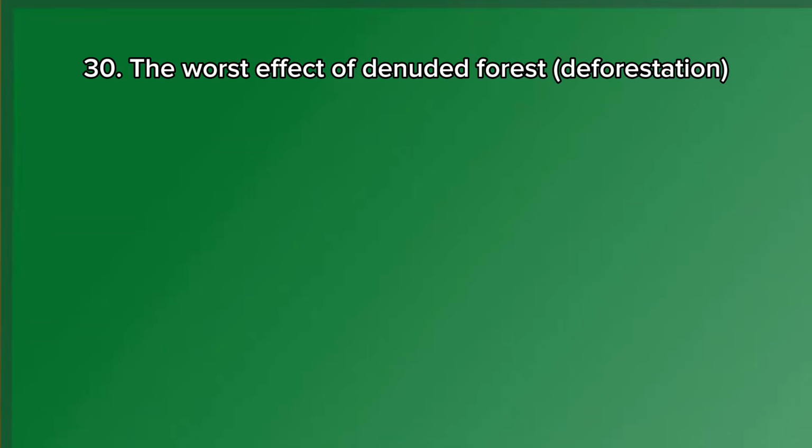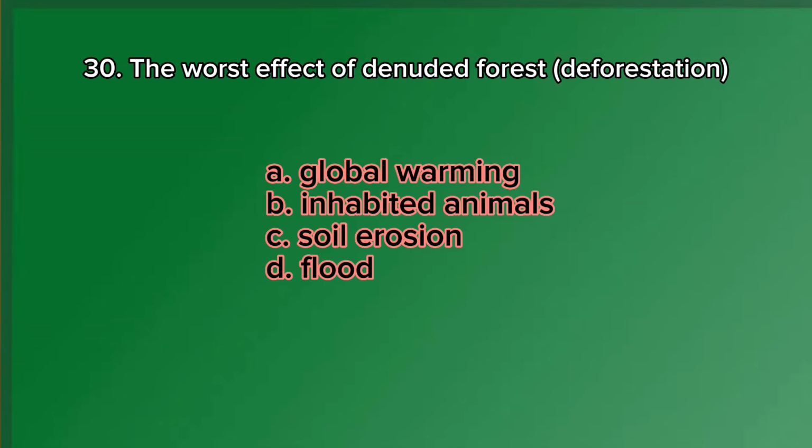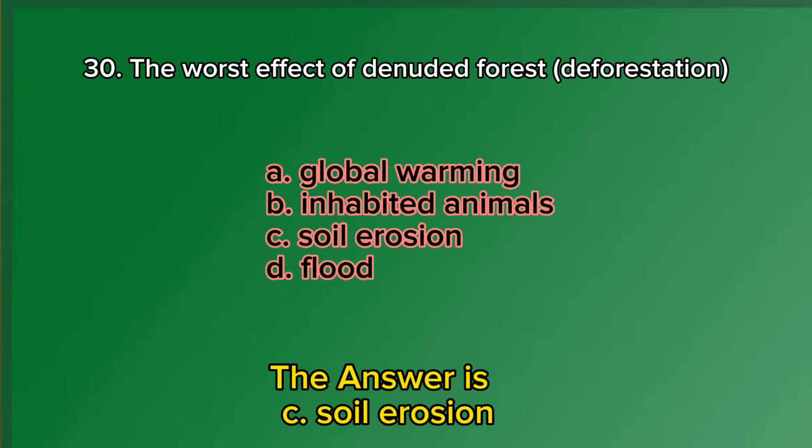30. The worst effect of denuded forest deforestation. A. Global warming. B. Inhabited animals. C. Soil erosion. D. Flood. The answer is C. Soil erosion.